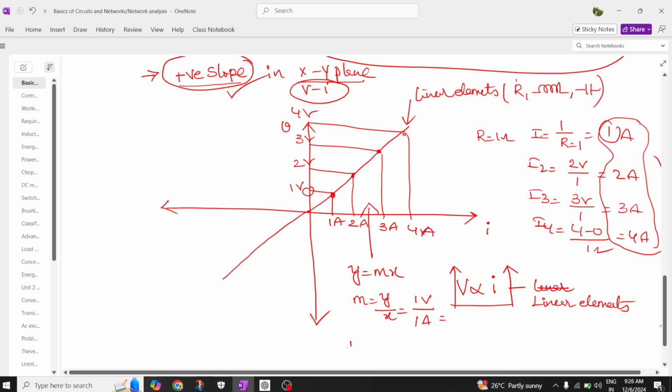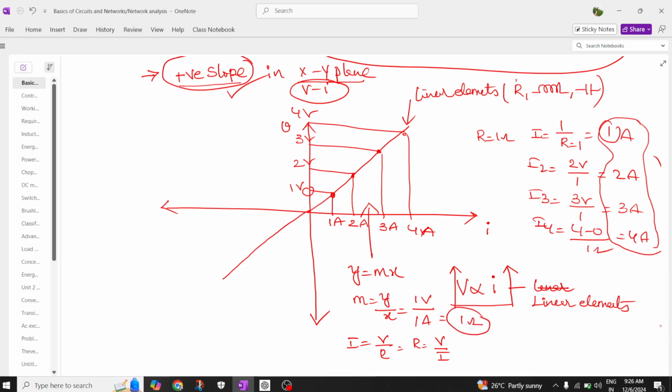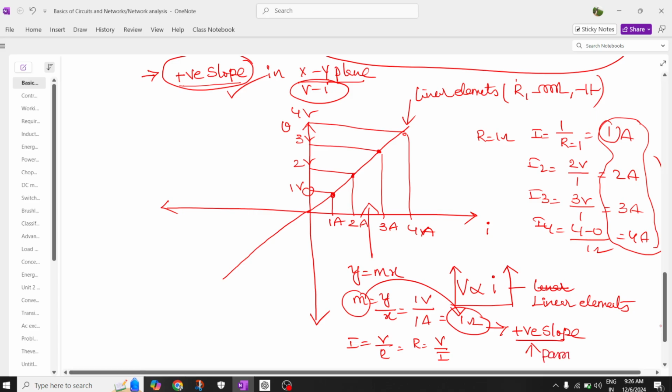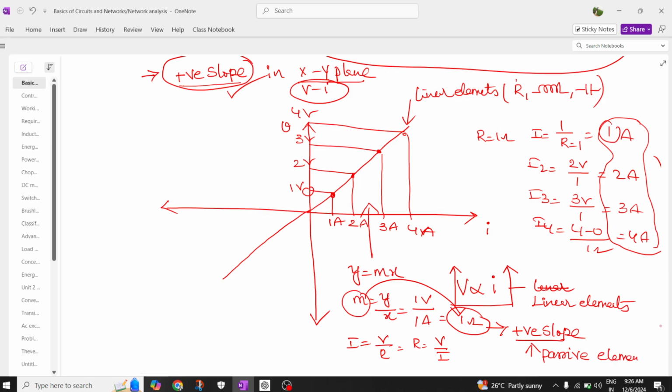So we have the formula current I is equal to V by R. We require R. R is equal to V by I. So V by I, how much are you going to get? 1 ohm. You see here, this 1 ohm is indirectly the slope of the line. Is the slope positive or negative? The slope is positive. If the slope is positive, I can say these elements are passive elements. Just remember, if the slope is positive, then these elements are passive elements.